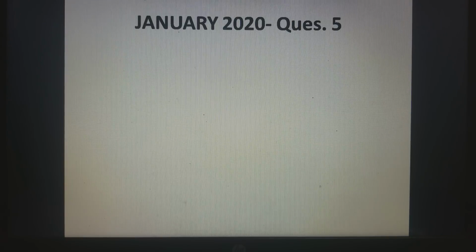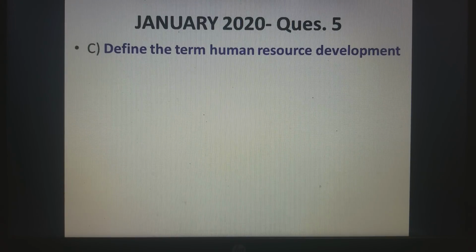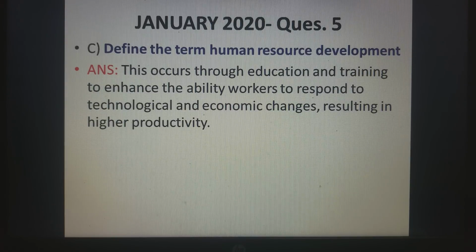Let's go to the next question. Define the term human resource development. This occurs through education and training to enhance the ability of workers to respond to technological and economic changes, resulting in higher productivity. So we're asked to define what is human resource development.